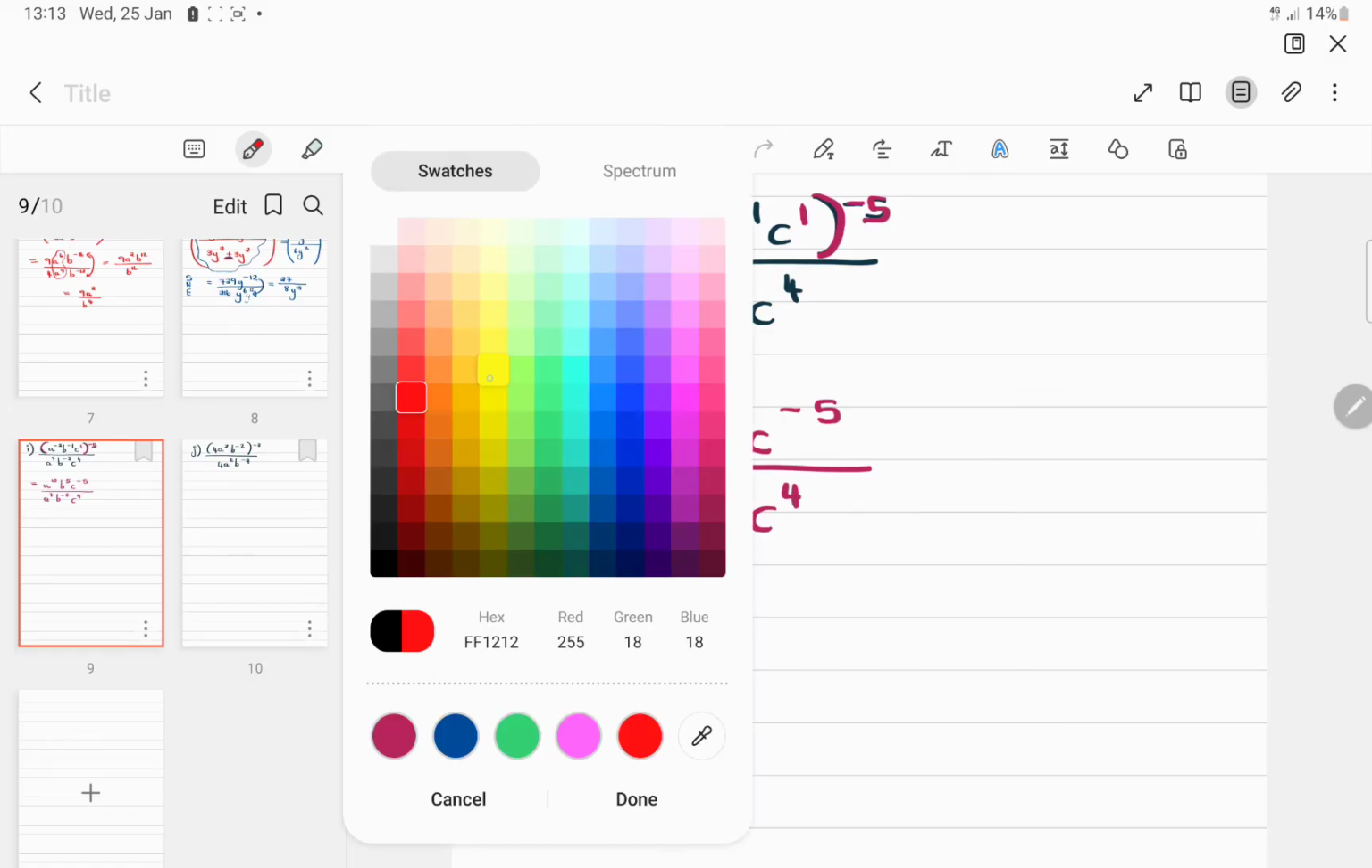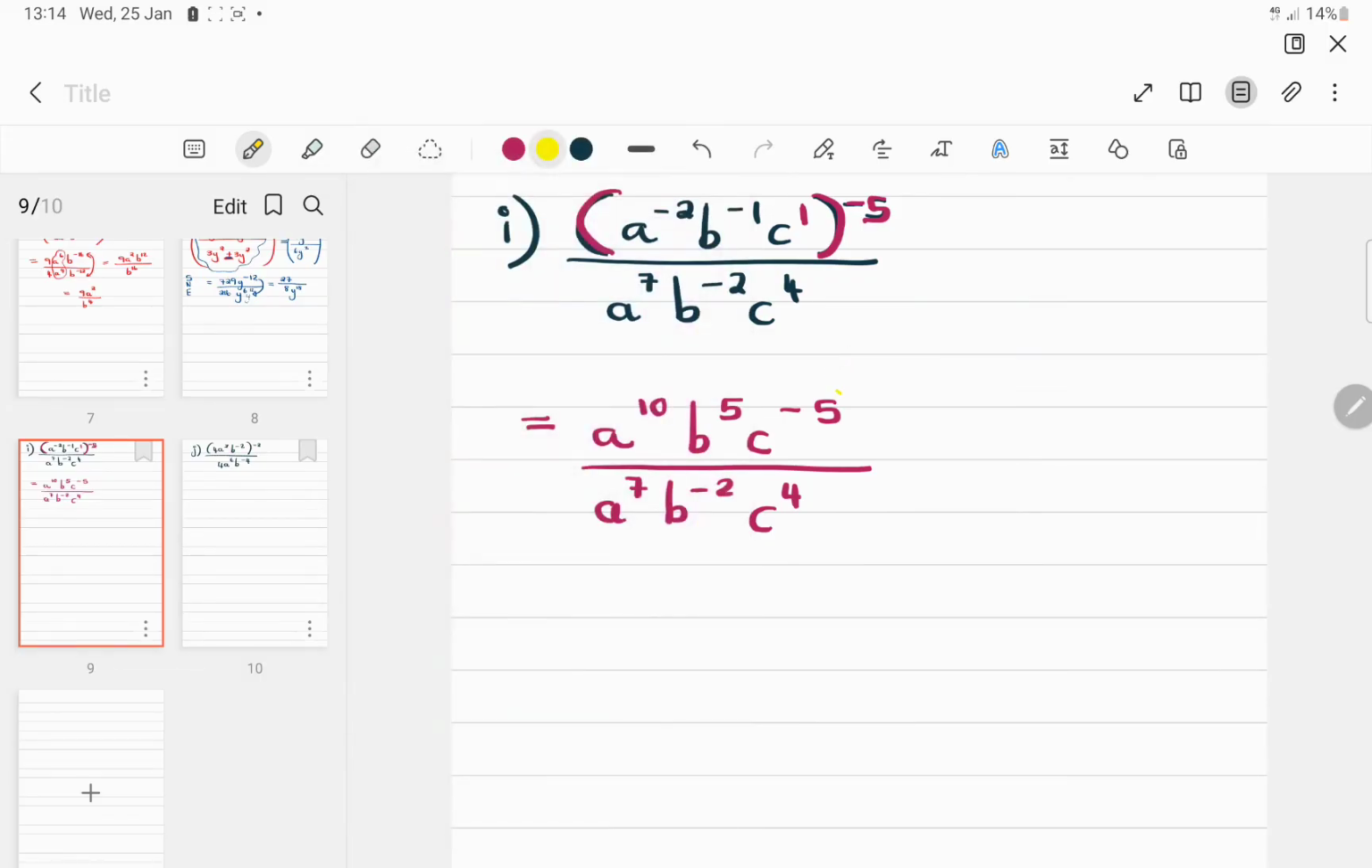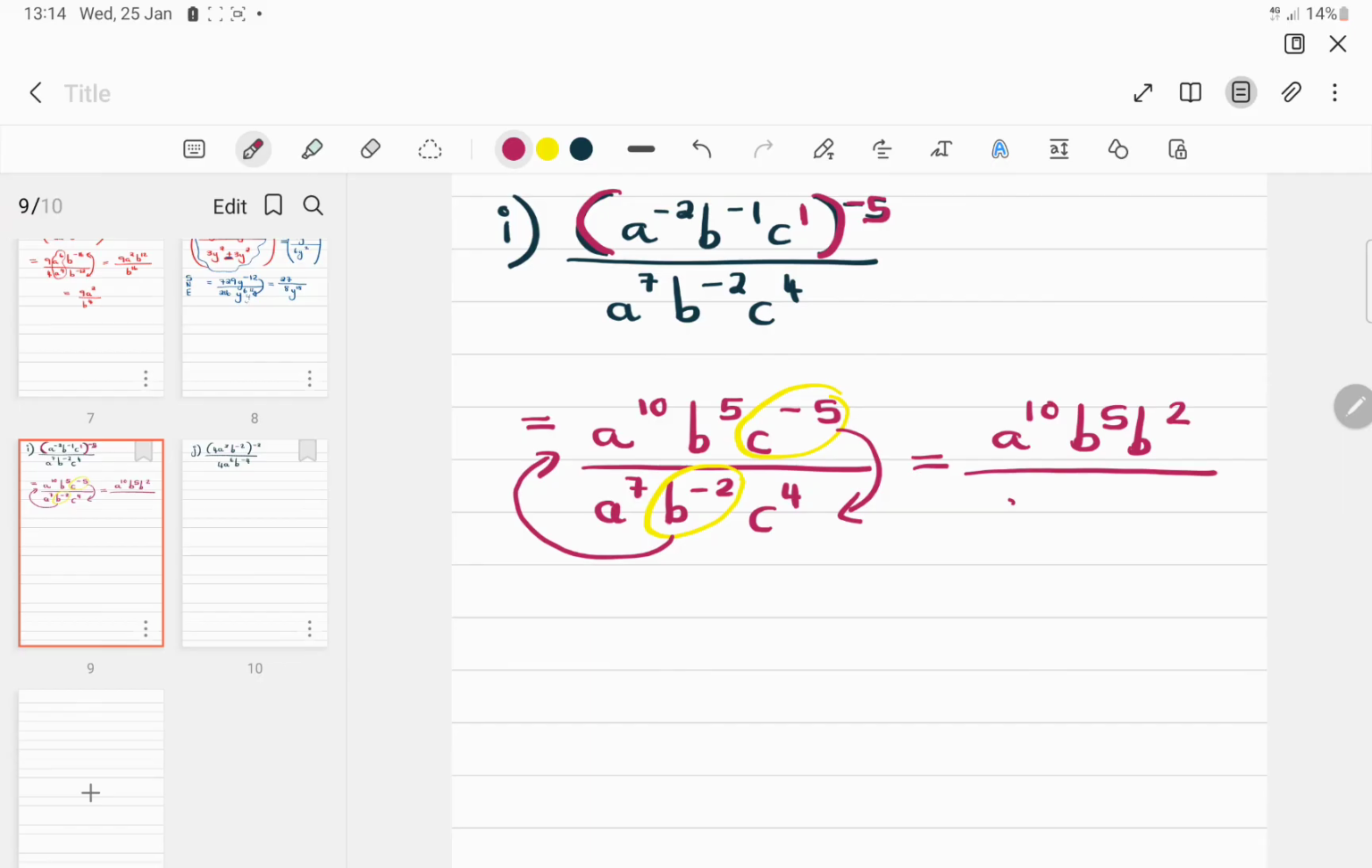Now we need to decide who is naughty. Who is naughty? You are naughty. And those are going to switch their ways. So then I've got A to the power 10. B to the power 5 is going to go downstairs. B to the power 2 is going upstairs. Then I've got A to the power 7 left. C to the power 4, and this C also came down and became a positive.